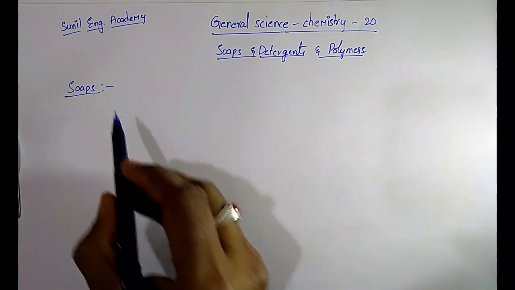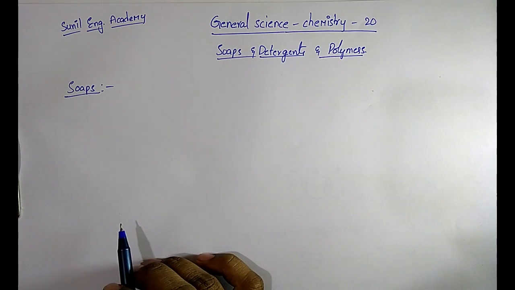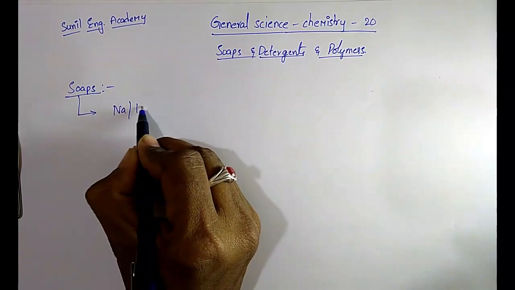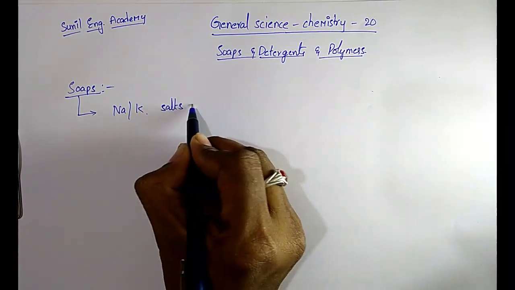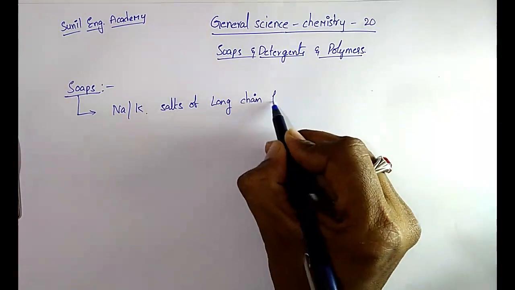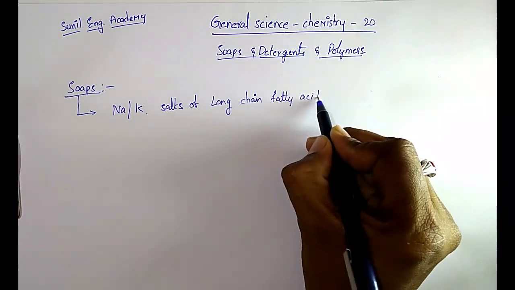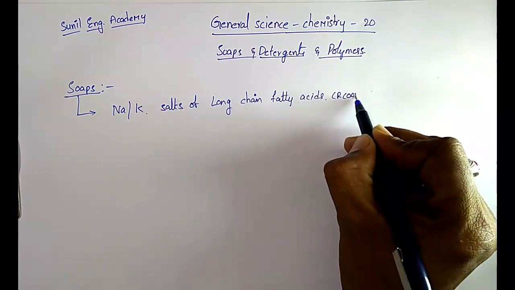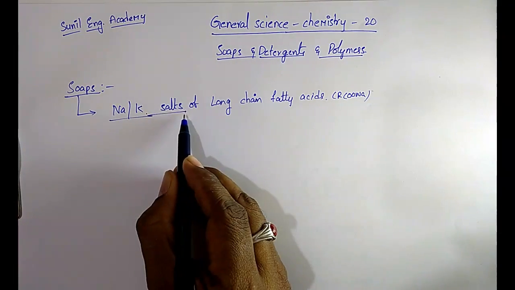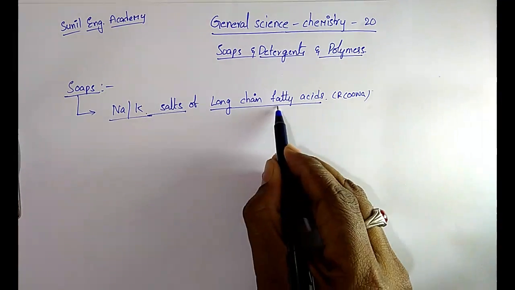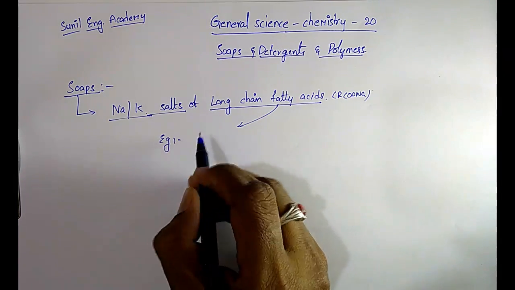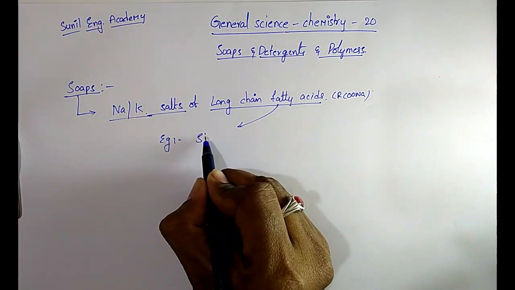We know that soaps are used for cleaning. Soaps are sodium or potassium salts of long chain fatty acids, that is RCOONa. Examples of these long chain fatty acids are stearic acid, oleic acid and palmitic acid.